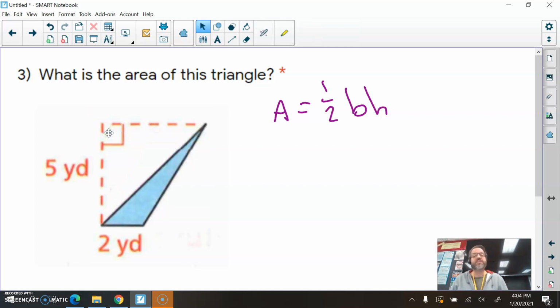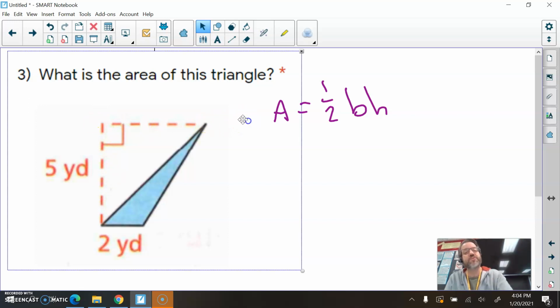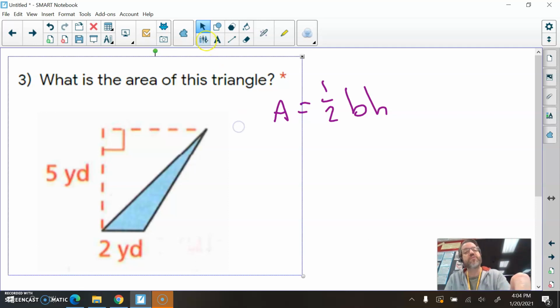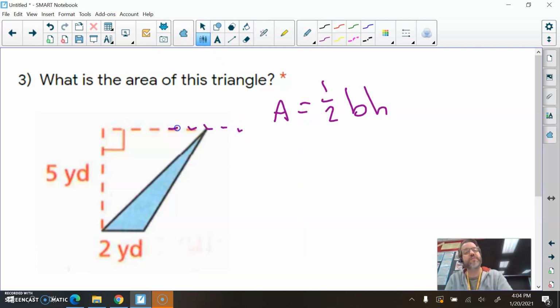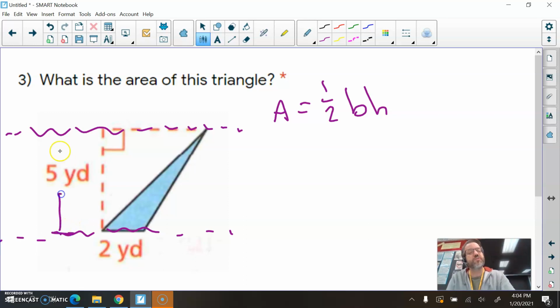Okay, so now what is the base and what is the height of this triangle? What's interesting with this triangle is you can't really show the height inside of it because it's sitting at such an angle. So the height has been shown off to the outside because the top of the triangle is running right along this level here, and the bottom of the triangle is running right along this level here. And that distance between those two levels is your 5 yards.